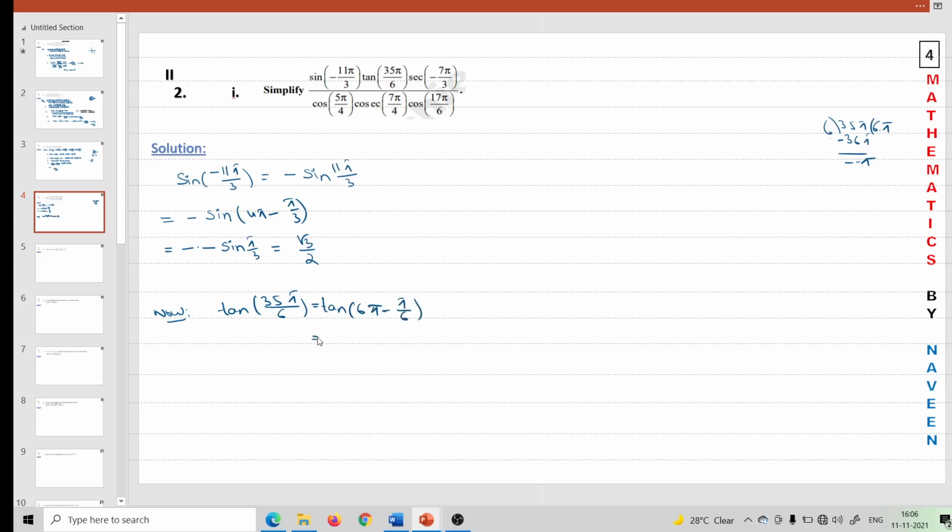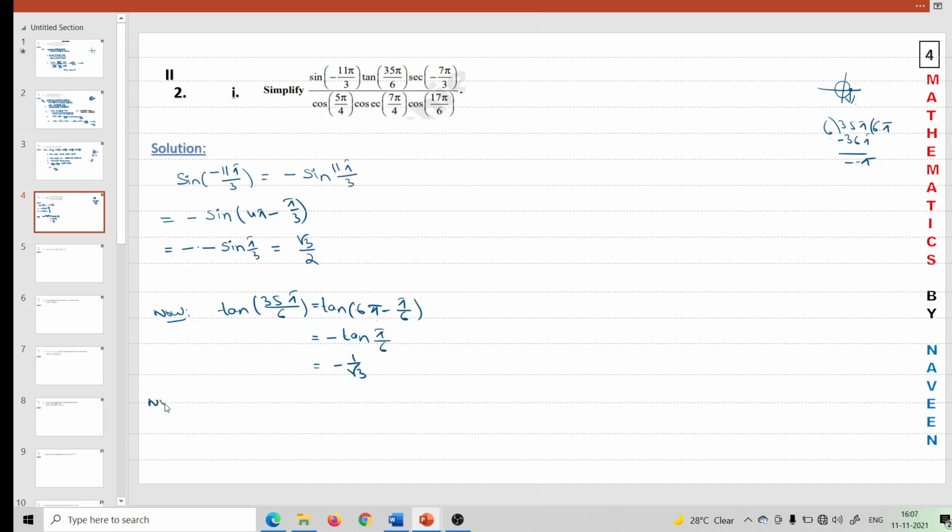See, 6 pi means 2 pi is one time complete rotation, again 2 pi. So total 6 pi minus pi by 6 means here decrease with some angle. In fourth quadrant tan values are negative. So that is minus tan. Here pi by 2 is multiplied by 12. 12 is an even number. There is no change, as it is, I am writing tan pi by 6. Tan pi by 6 value. Tan 30. Pi by 6 means 30. It is 1 by root 3.